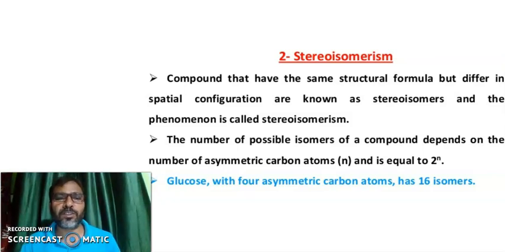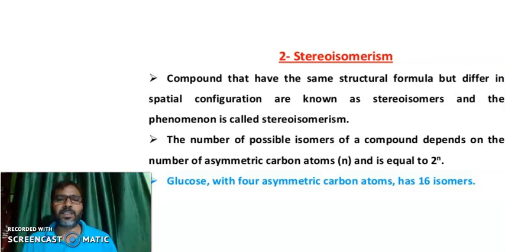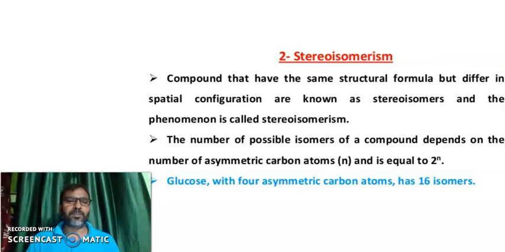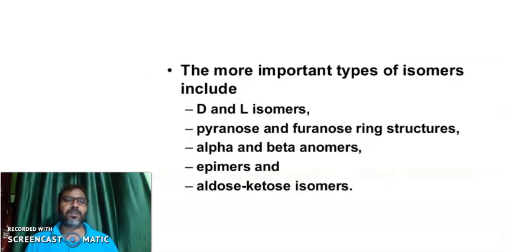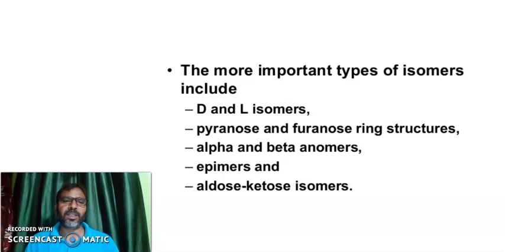The number of possible isomers of a compound depends on the number of asymmetric carbon atoms and is equal to 2 to the power n. Glucose, with 4 asymmetric carbon atoms, has 16 isomers. The more important types of isomers include D and L isomers, pyranose and furanose ring structures, alpha and beta anomers, epimers, and aldose-ketose isomers.